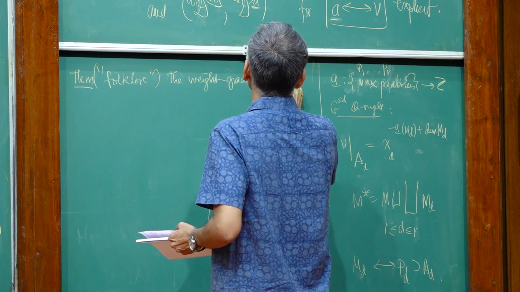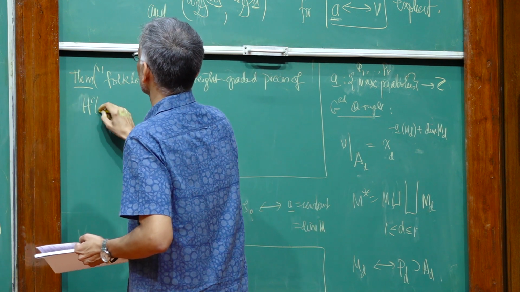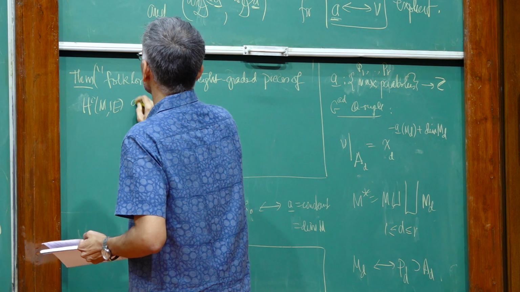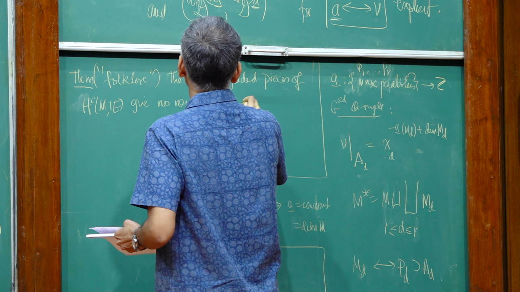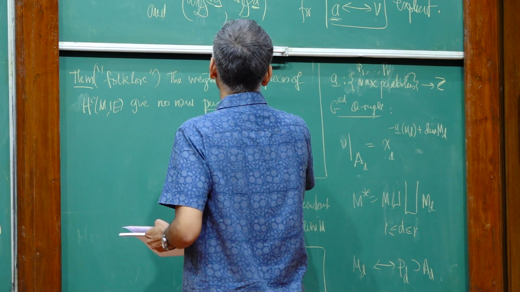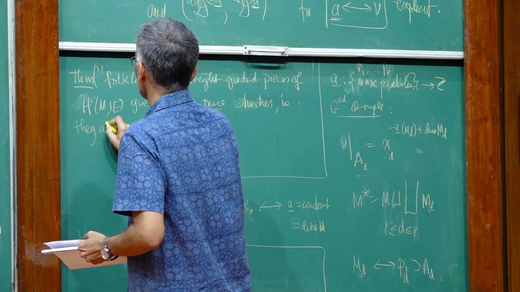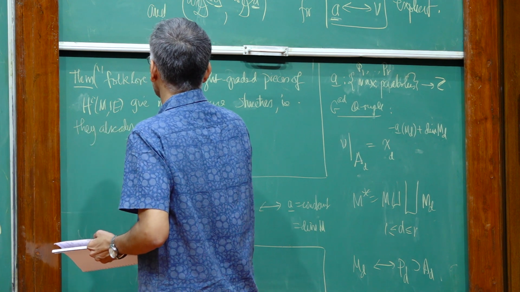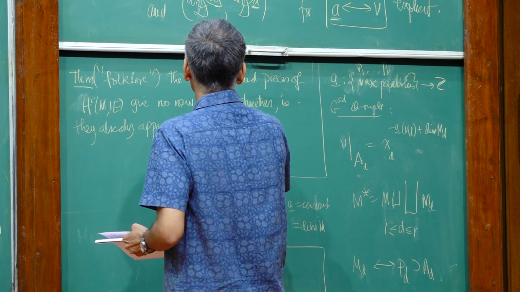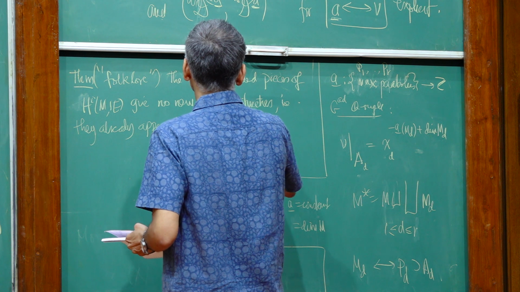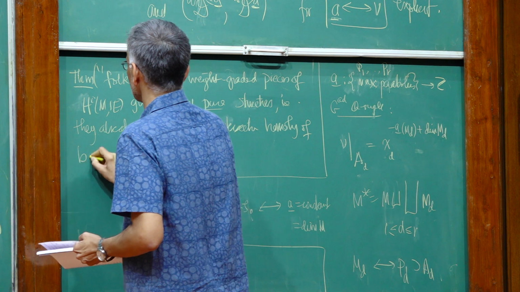The weight graded pieces of HIM give no new pure objects, pure structures, i.e. they already appear in the boundary intersection homology of boundary objects, of boundary strata.